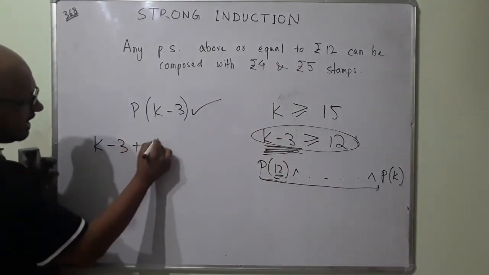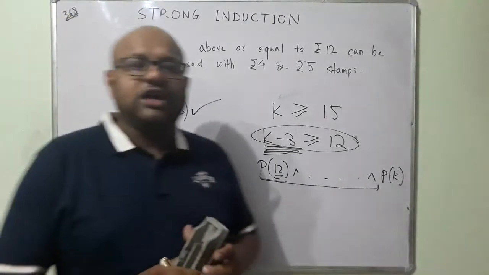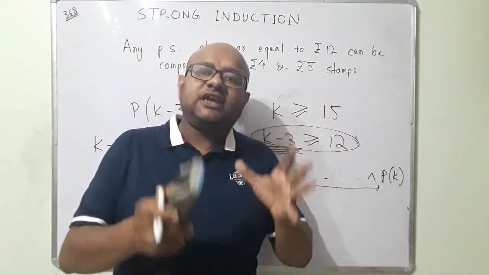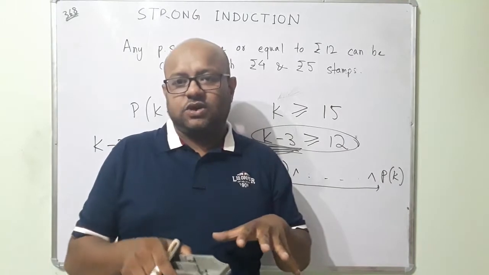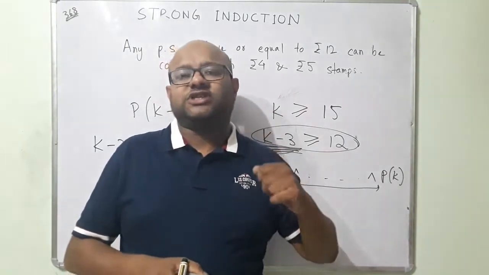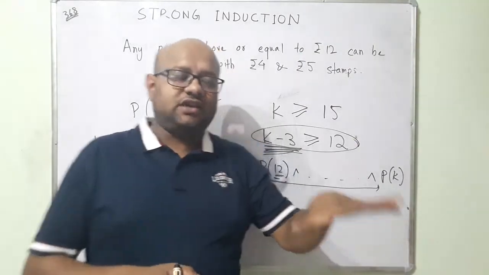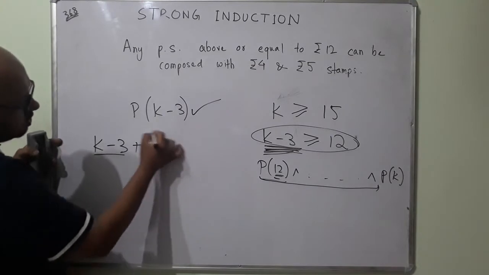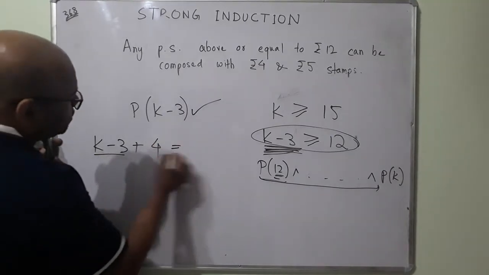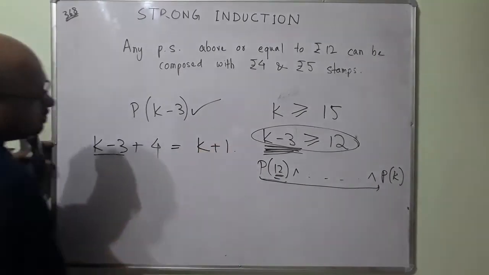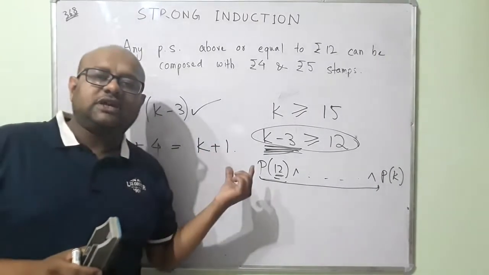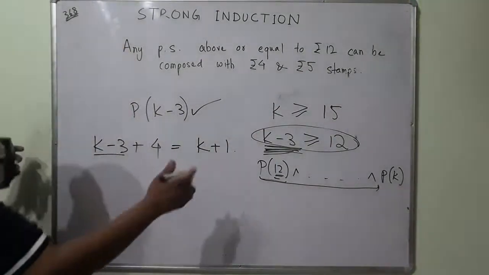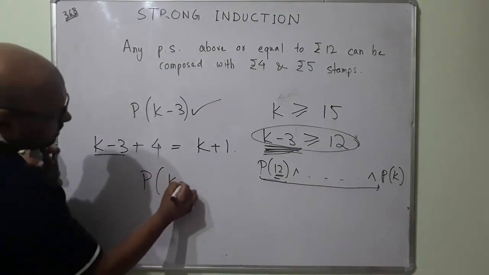I will add another 4 rupees worth of postage stamp. k minus 3 I was able to make with 4 rupees and 5 rupees stamps, and then I buy another 4 rupees worth of postage stamp and put it next to this k minus 3. What is the total that I have now? k minus 3 I had previously, I am adding one more 4 rupees stamp, so my total value now is k plus 1. So what did I do? I made k plus 1 worth of postage using only 4 rupees and 5 rupees stamps. That is how I have proven that P of k plus 1 is true.